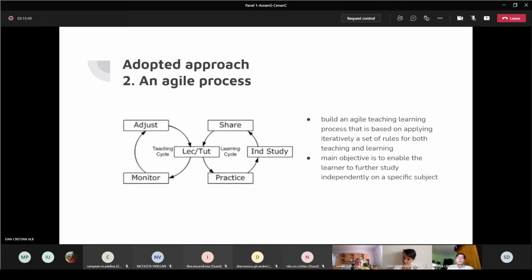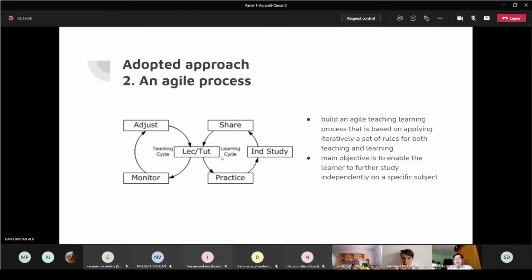Now, we want to model an agile teaching learning process, and agile methodologies are known from software engineering, and we adapt them in education by the cyclic repetition of some steps, be it for the teaching cycle or the learning cycle.